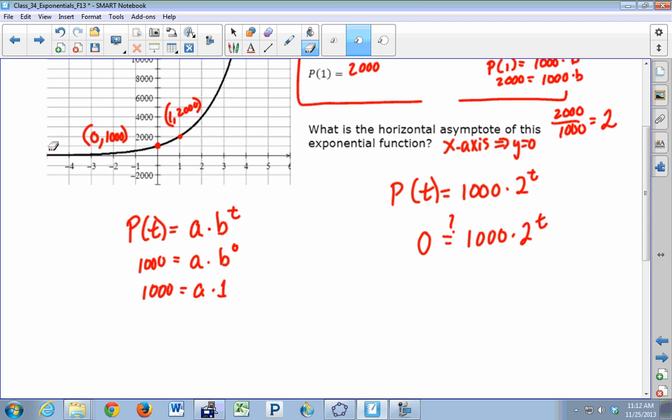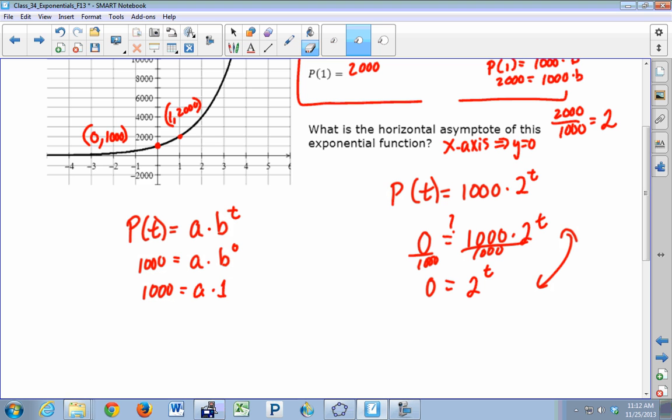Well, let's divide both sides by 1,000. And if we do that, we get 0 equals 2 to the t. So if I'm trying to simplify this, there's an equivalent equation. If I divide both sides by 1,000, I get that. So can 2 to the t ever be 0?